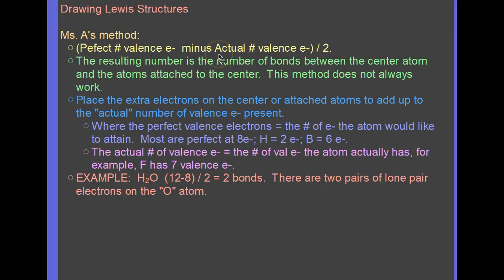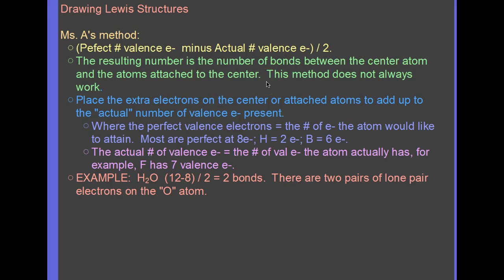And then you'll add those up, minus the actual number of valence electrons that they have, and those you just look at the periodic table and it's the group that they're in, and then you divide by 2. So again, it's the perfect number of valence electrons added up for the compound, minus the actual number of valence electrons for that compound, and you divide it by 2. And the resulting number is the number of bonds between the center atom and the atoms attached to the center.